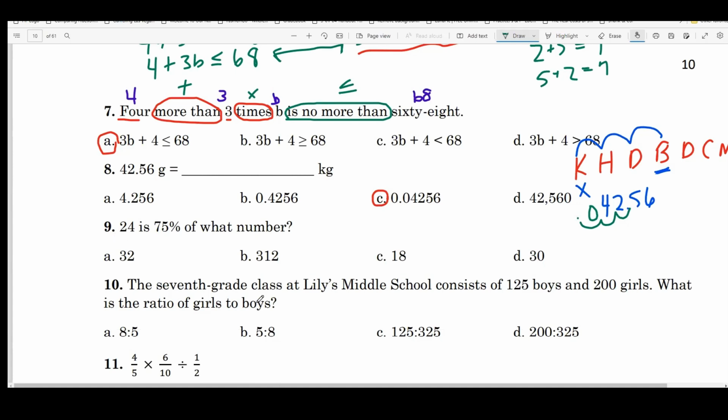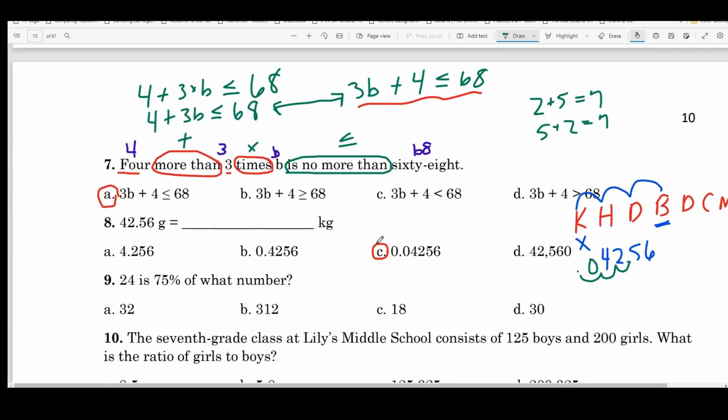All right, number 9 for me, please. Put it below. Number 9.